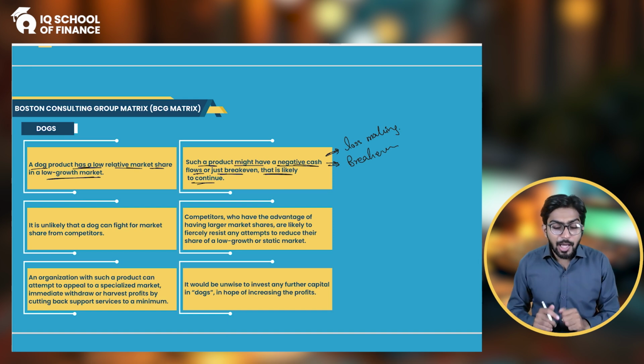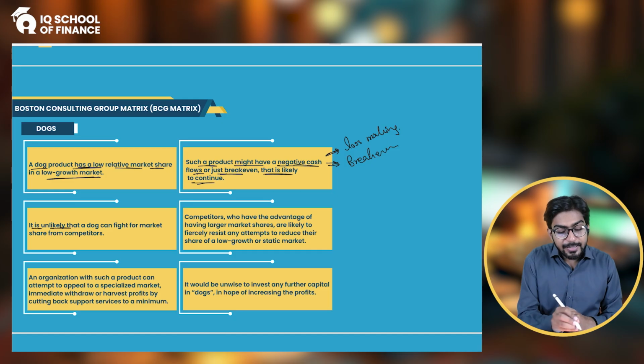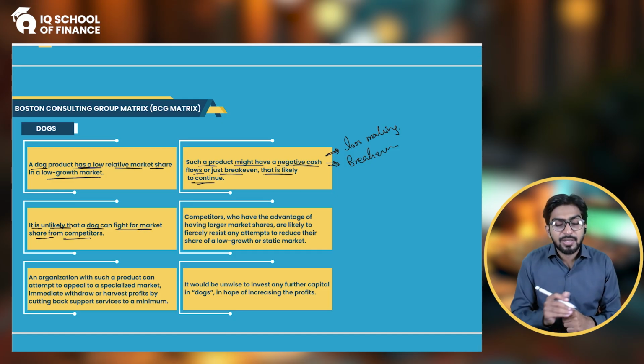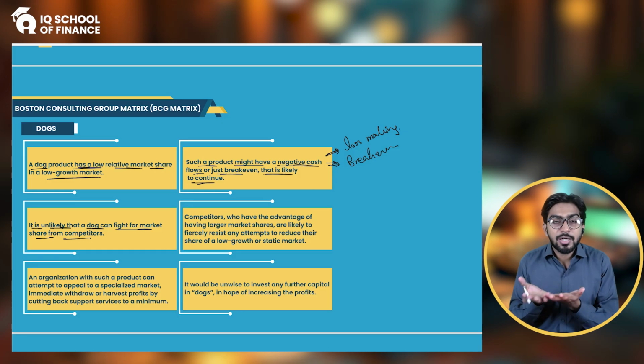All right. So another thing is that it is unlikely that the dog can fight for market share from the competitors. Since you do not have a good market position, one thing that comes to mind is: sir, what if we fight with others for the market share? No, dear, you cannot do this because the market is already in the maturity phase. The market doesn't have the potential, doesn't have the charm. Market growth is low, so you cannot snatch, and obviously you are in a weak position. It would be very difficult for you to snatch the market share from the others.